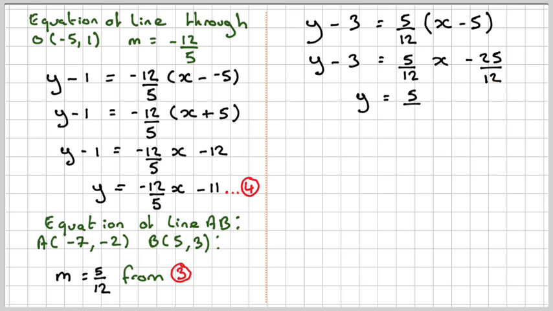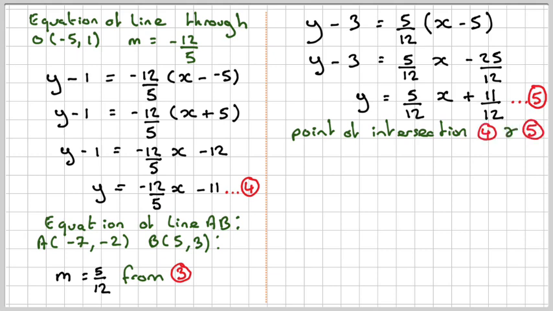Be careful to use fractions, yeah? So y is 5 over 12x plus 11 over 12. It sort of backs up the idea of using the fraction button. Okay, we now need to find where 4 and 5 meet. So we'll put minus 12 over 5x minus 11 is equal to 5 over 12x plus 11 over 12.